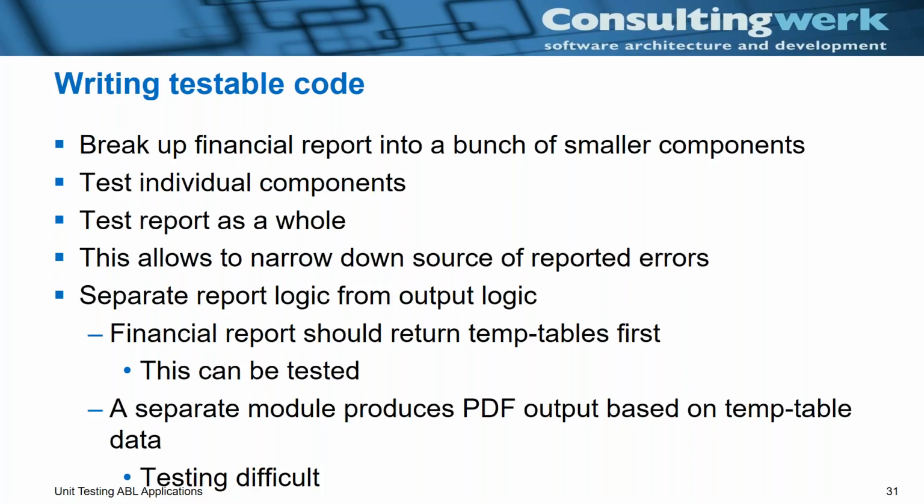So we could try to break up such a report into the piece that gathers all the data and computes all the numbers. And instead of immediately producing the printable output, let's convert the code so that it produces data in a temp table first. Because then it's very easy to investigate the data for correctness using ABL methods. And then you have another module that takes this temp table as an input and produces a PDF output out of that. In the end, testing whether the PDF is correct is very difficult because it might have criteria for formatting the data and so on. But then at least you know that all the business logic that gathers all the data is intact.